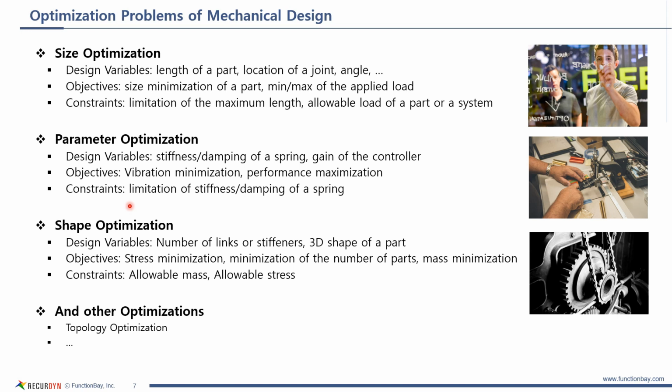For parameter optimization, characteristics of the spring or gains of the controller can be used as design variables. Vibration minimization or performance maximization are typical objectives. Limitation of the spring stiffness or damping can be constraints. For shape optimization, number of links or stiffeners or the 3D shape of a part can be design variables. Minimization of the number of parts or mass minimization can be objectives. Allowable mass or stress can be constraints.